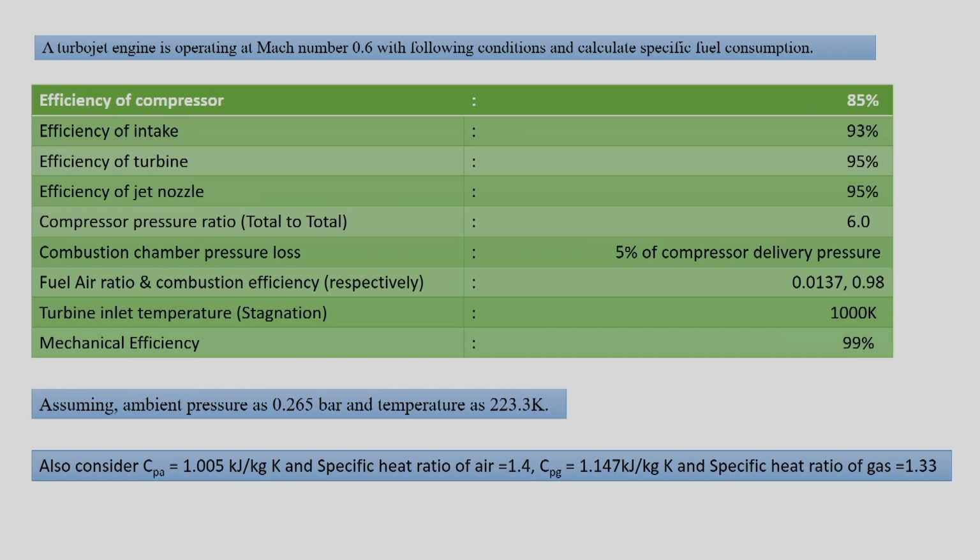Turbine inlet stagnation condition is 1000 Kelvin. Mechanical efficiency is 99%. Assume ambient pressure as 0.265 bar and temperature 223 Kelvin. Consider Cp of air as 1.005 and its specific heat ratio as 1.4. Cp of gas is 1.147 and its specific heat ratio is 1.33. Here we are supposed to calculate the specific fuel consumption. So let us first note down all the given things.